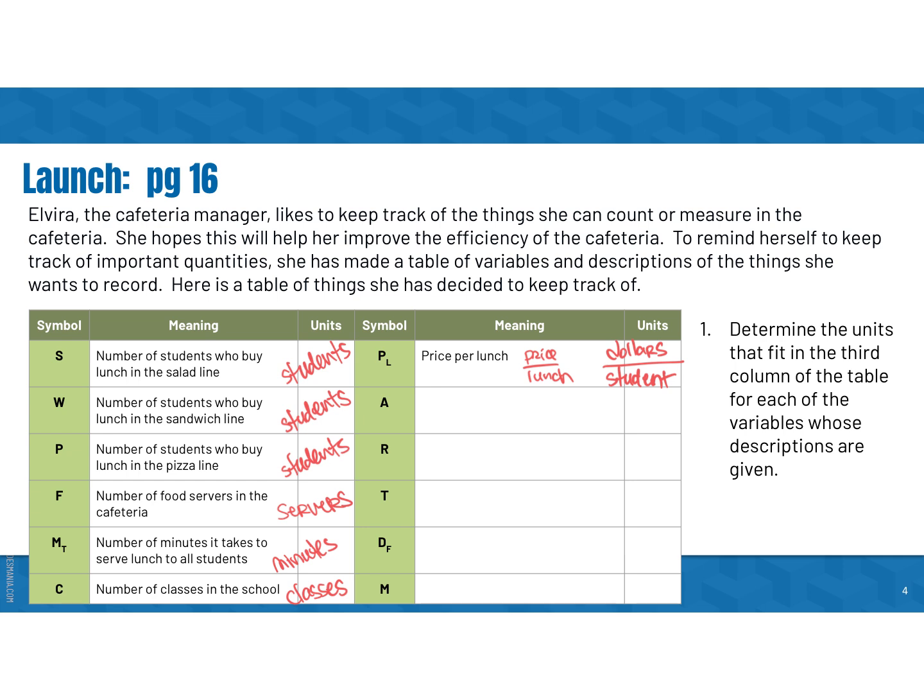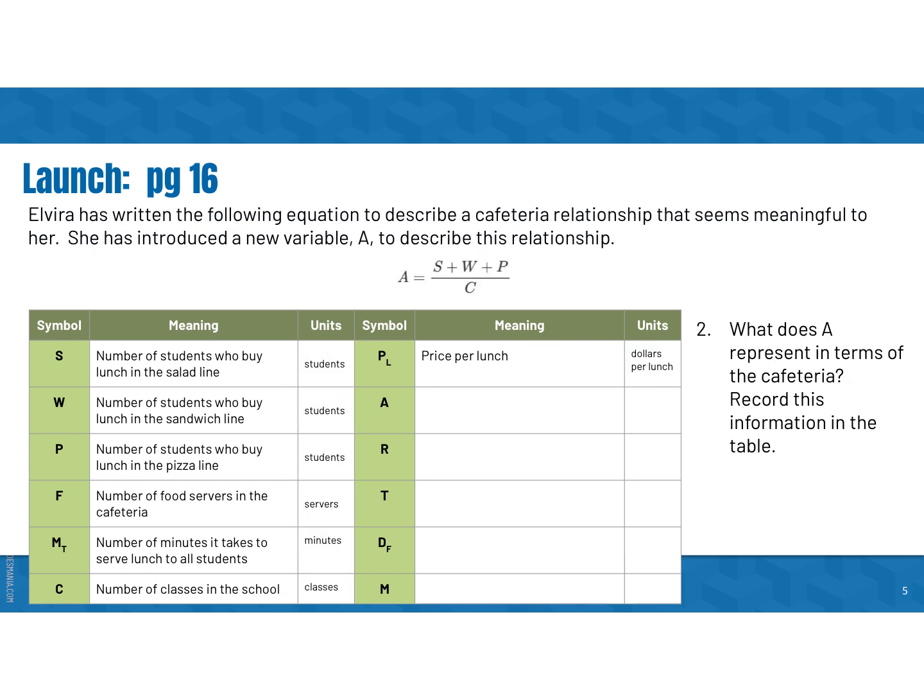So we've done number one. It says determine the units that fit the third column of the table for each of the variables whose descriptions are given. So these are all the descriptions that we have. We were looking at the units, we wrote them down, right? And then we're going to use this further to understand some other equations that Elvira actually used, okay? So let's look at number 2.